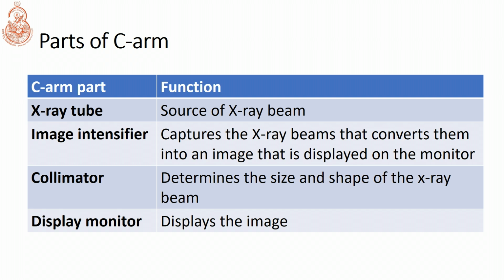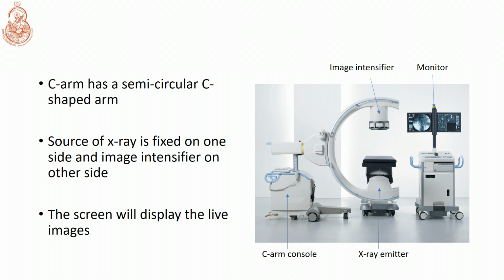The parts of the C-arm include the C-arm tube, an image intensifier, a collimator, and a display monitor. The X-ray tube is the source of the X-ray beam for the C-arm. The image intensifier captures the X-ray beams and converts them into an image that is displayed on the monitor. The collimator determines the size and shape of the X-ray beam, and the display monitor displays the images in live mode.